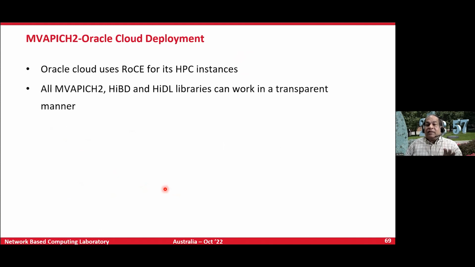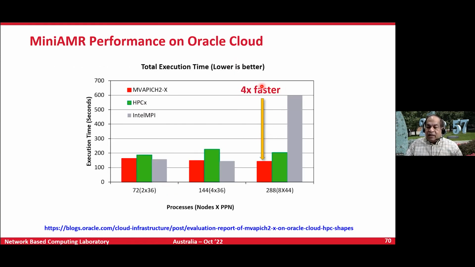On the Oracle side, they use RoCE. Again, since all our libraries support InfiniBand and also RoCE, they can also work in a transparent manner. Here you can see a mini AMR application. We are trying to see, compared to HPCX and Intel MPI, we are able to in fact give even 4x performance benefit. So these are the cloud results.